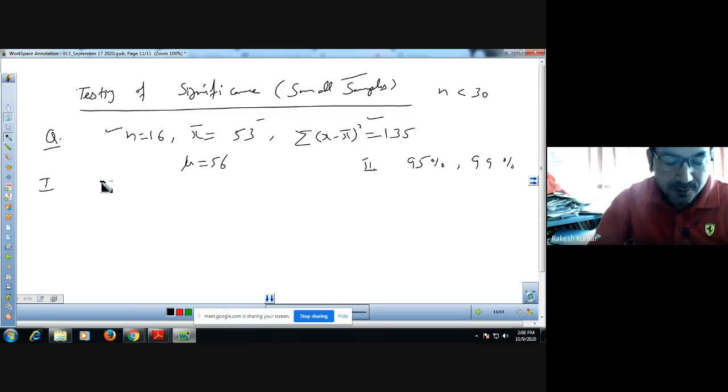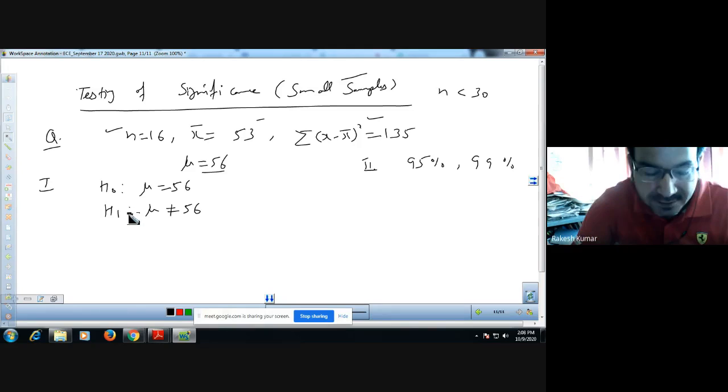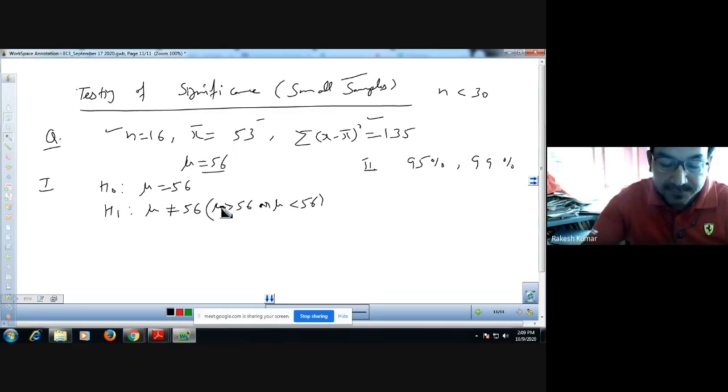So we have to take a null hypothesis that the population mean is 56, meaning this sample has been taken from a population which has mean 56, and its alternate hypothesis that the population mean is not 56. Either it is greater than 56 or mu is less than 56. So clearly this is a question of a two-tailed test.